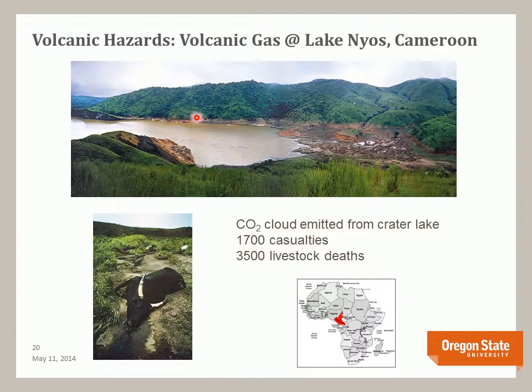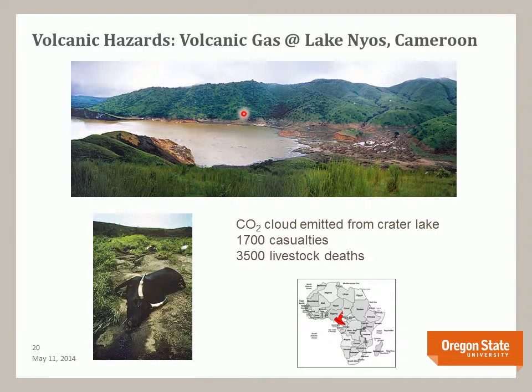Below the surface of this lake in the sediment, carbon dioxide was accumulating in the sedimentary layers, and then there was a landslide into the lake which disrupted those layers and produced a CO2 cloud that came out of the lake. Now, CO2 is a little more dense than air, so it settled into the valleys. It resulted in 1,700 casualties and 3,500 livestock deaths, as shown here, because people were asphyxiated.